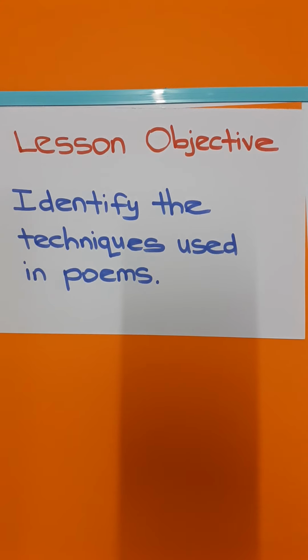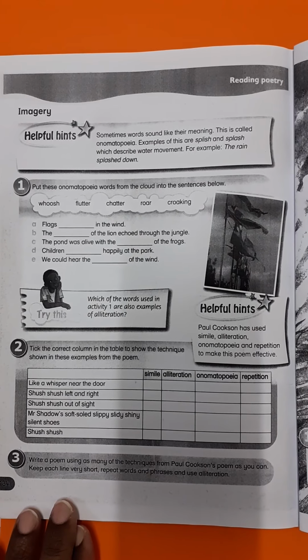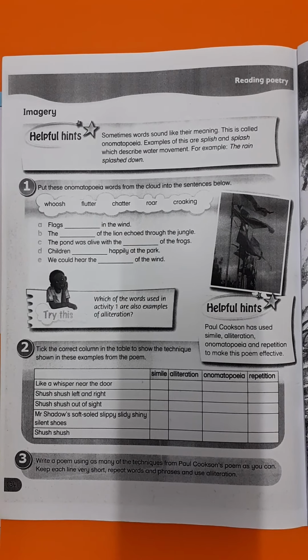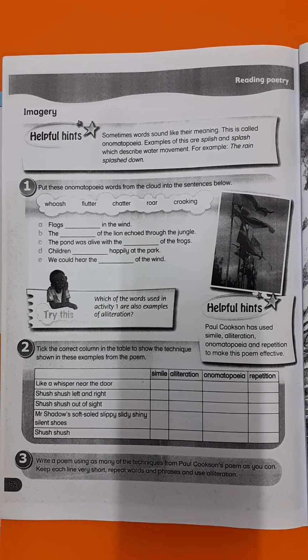So, with that, we move on to today's lesson. For today's lesson, I want you to take out your learner's book. Kindly turn to page 134. Page 134 of the learner's book. I want all of you to look at question 2. Tick the correct column in the table to show the technique shown in these examples from the poem.